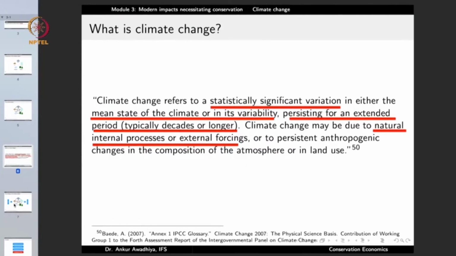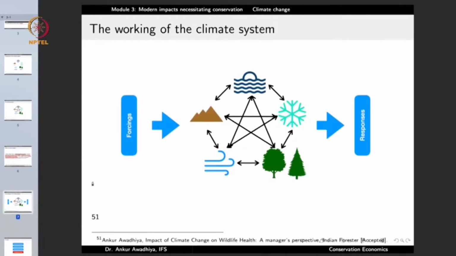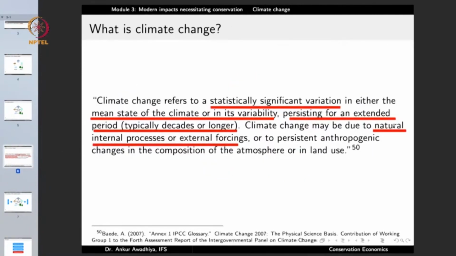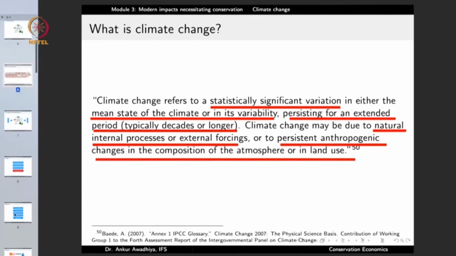Now, what are external forcings? You have this climate system, and there is something that is acting from outside, which is resulting in a response, which is climate change. So there could be something that is acting from outside, and we will explore what these forces are. So it can be due to natural internal processes or external forces, or also to persistent anthropogenic changes. Anthropogenic changes means man-made changes in the composition of the atmosphere or in the land use. So humans are changing the composition of the atmosphere, humans are changing the land use, and because of this also we can have changes in the climate.